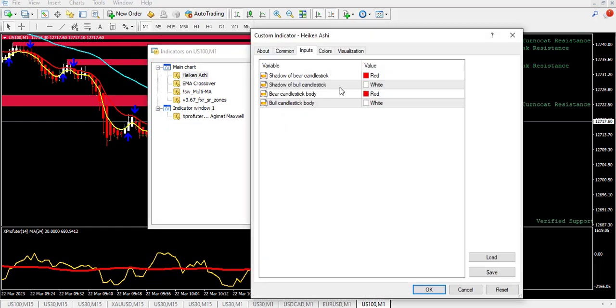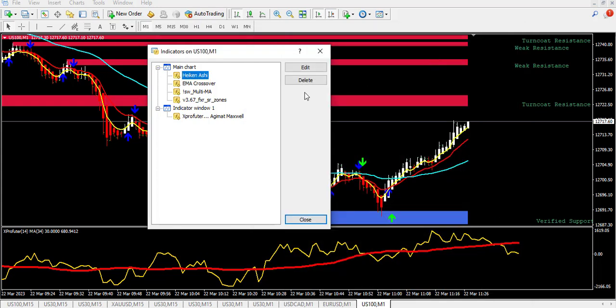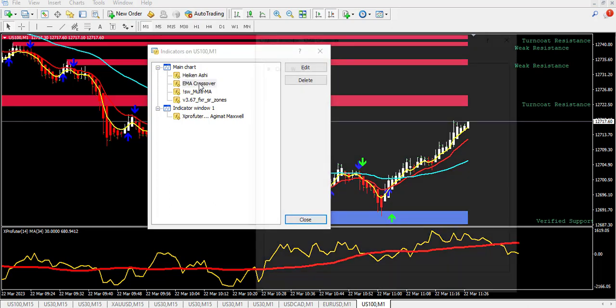The first indicator is this Heiken Ashi indicator. Instead of the regular candle, I use this Heiken Ashi candle here. This is where you see the red and the white for buy and red for sell. There's nothing to set as touching this indicator.